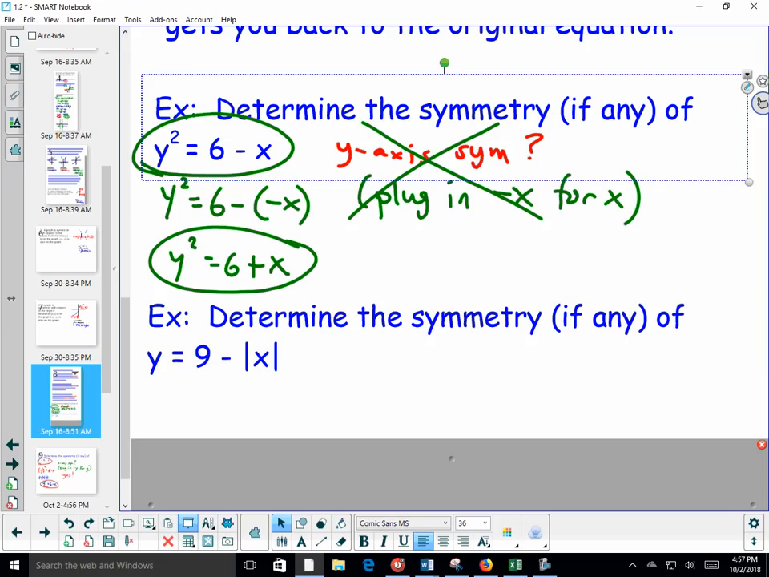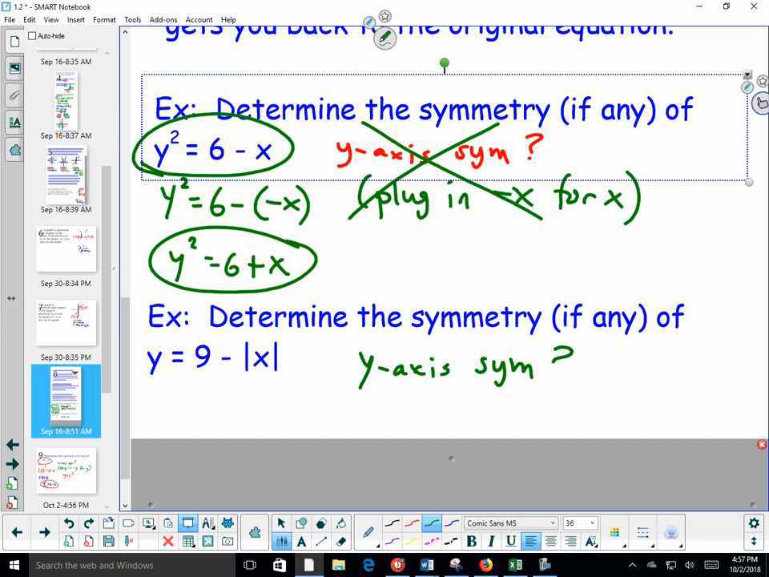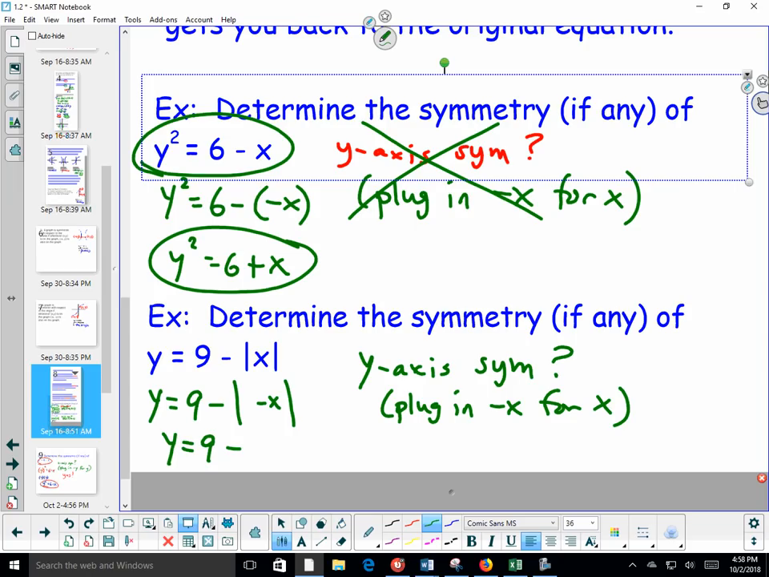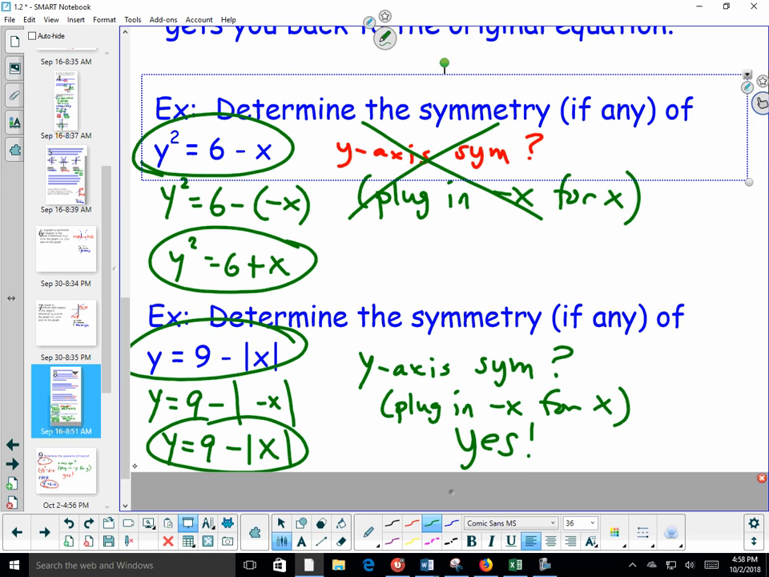All right, let's try this next example. Determine the symmetry, if any, of y equals 9 minus absolute value of x. Well, this one, if I was going to guess, I might try testing it for y-axis symmetry first, and that means I'm going to plug in negative x, or opposite of x, for x. So when I do that, I get y equals 9 minus absolute value of the opposite of x. But isn't the absolute value of a number the same as the absolute value of the opposite of that number? So I think we're still going to get back to y equals 9 minus absolute value of x, which is the same as the original. So this one has y-axis symmetry.